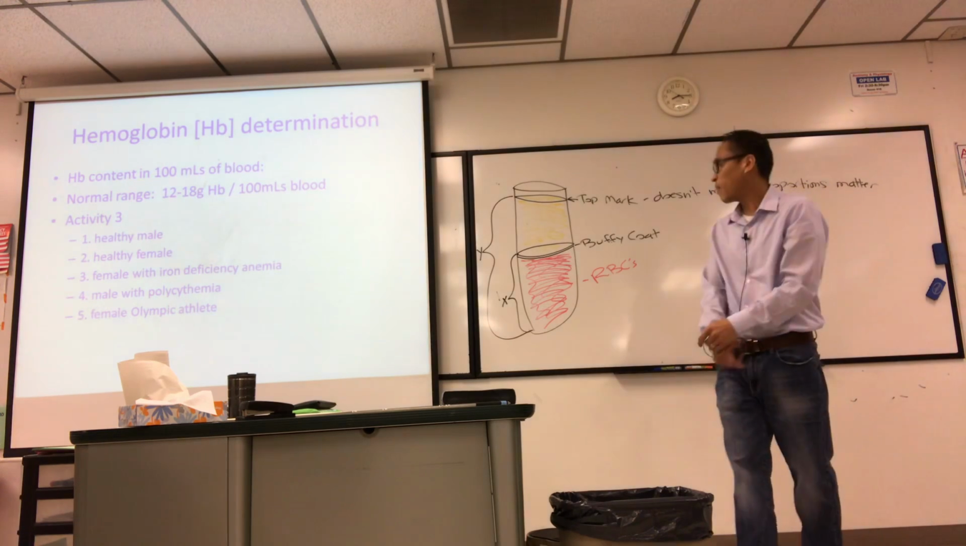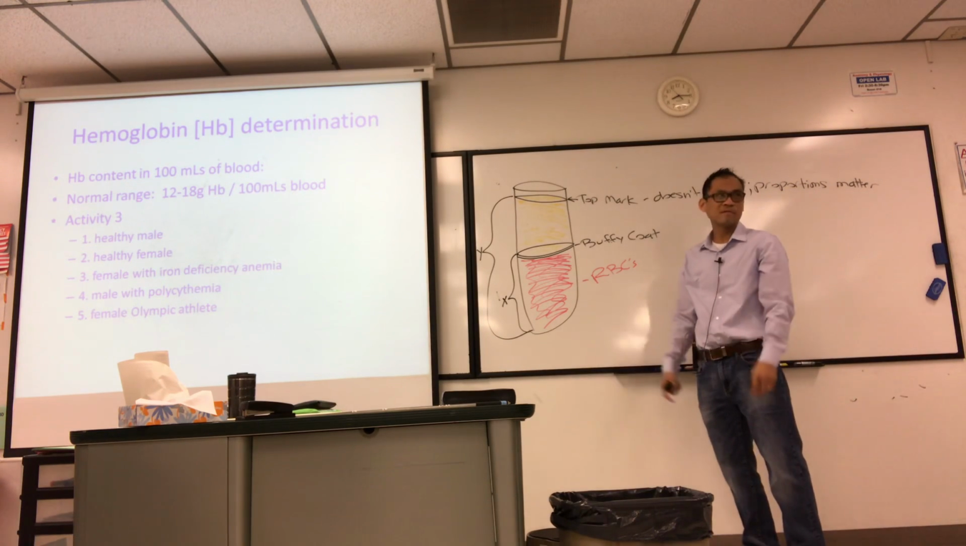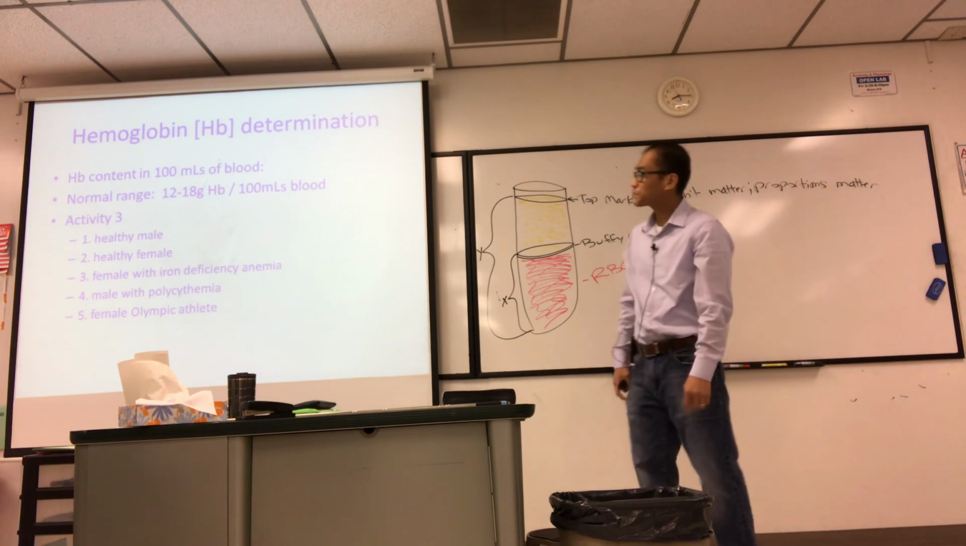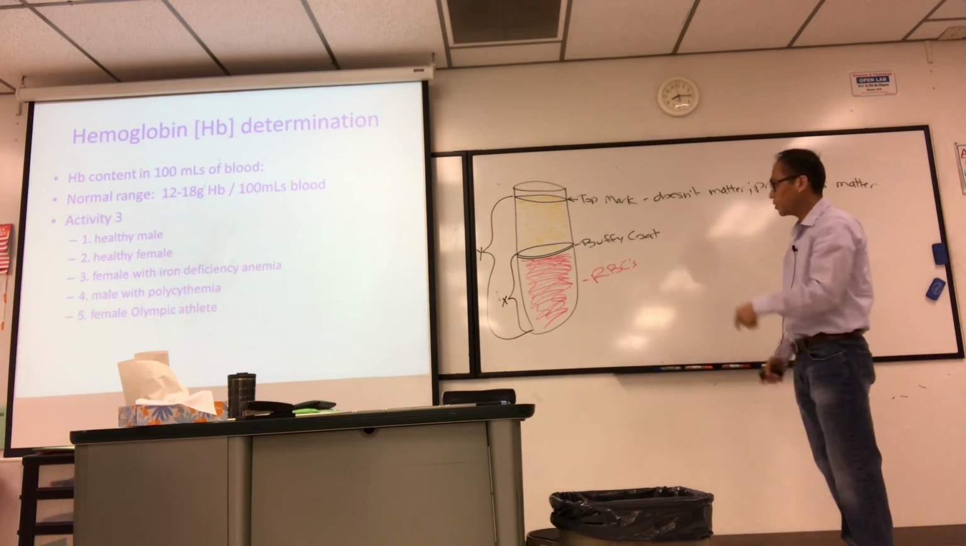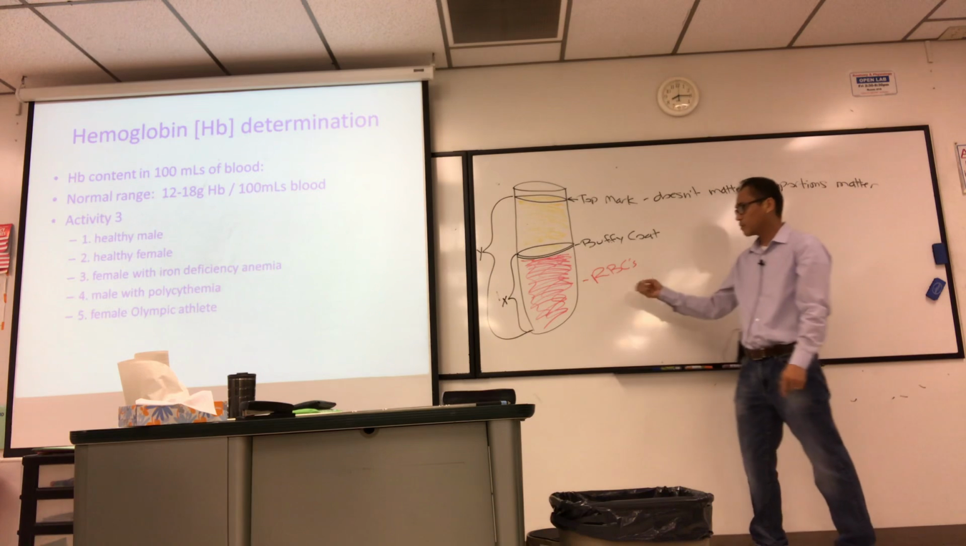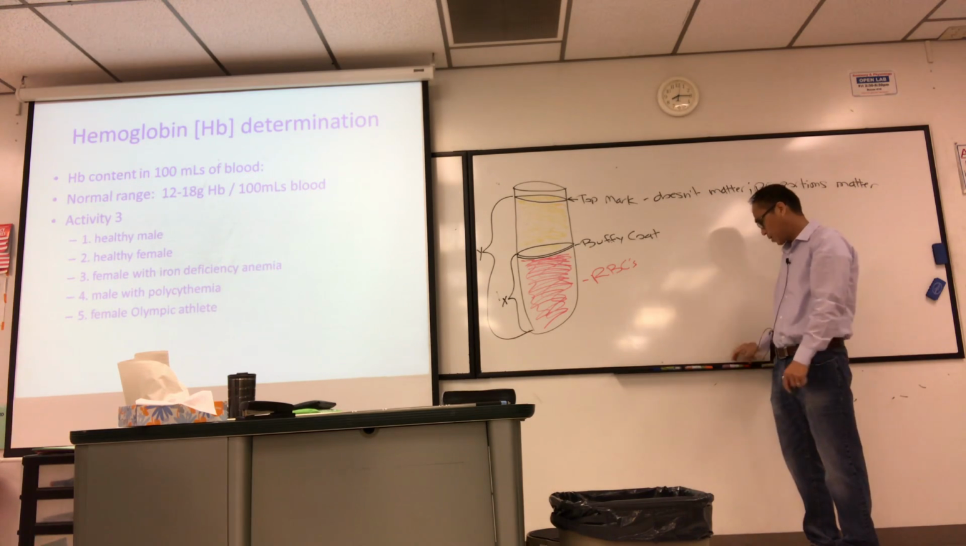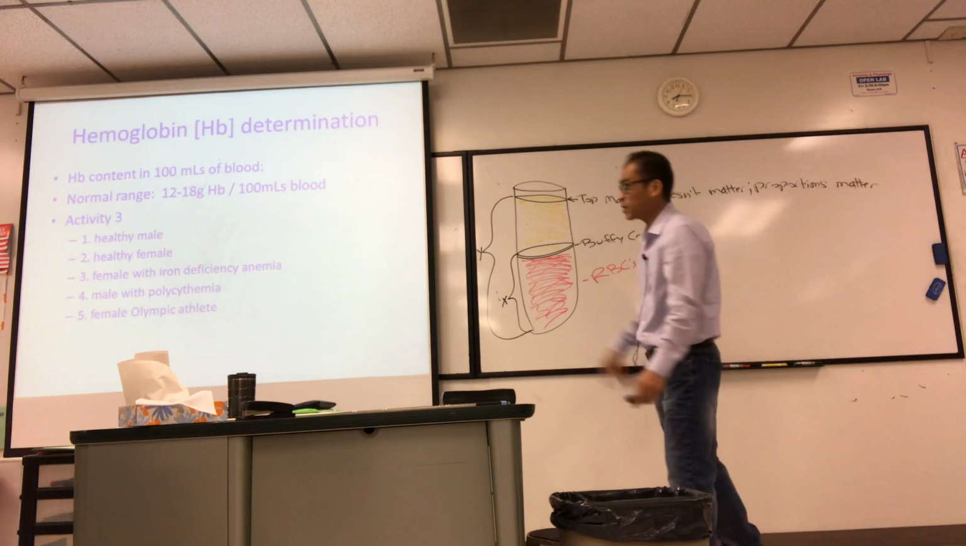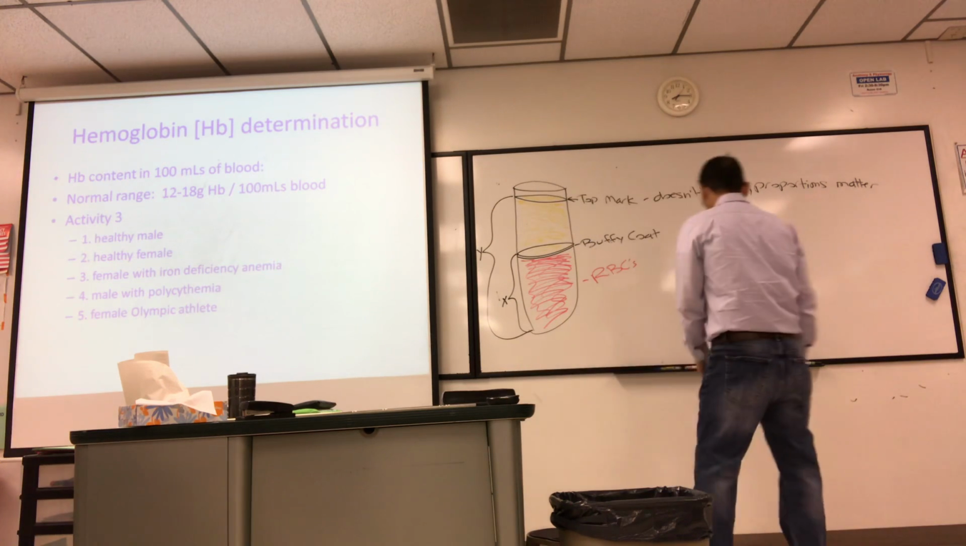Because when you have less volume, it's like you have more crit by default. So what you can do is take a little bit of blood cells, macerate them, and just measure the hemoglobin concentration. Let me give you a normal range for hemoglobin concentration.